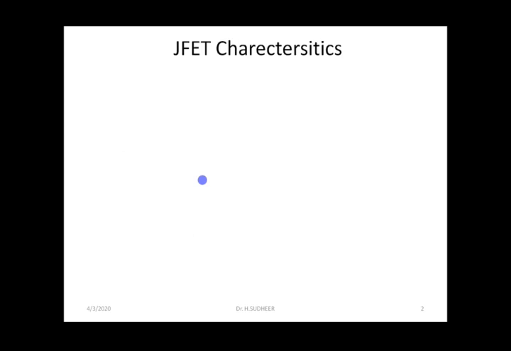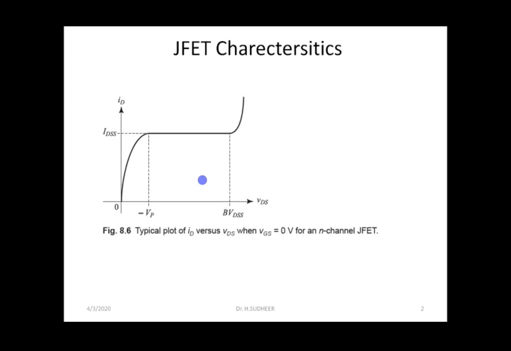So, JFET characteristics. Basically, three different types of characteristics we need to take into consideration. First is the drain characteristics, ID versus VDS at a constant VGS. You can see as you keep on increasing the VDS, ID is increasing, and this region is called the ohmic region.